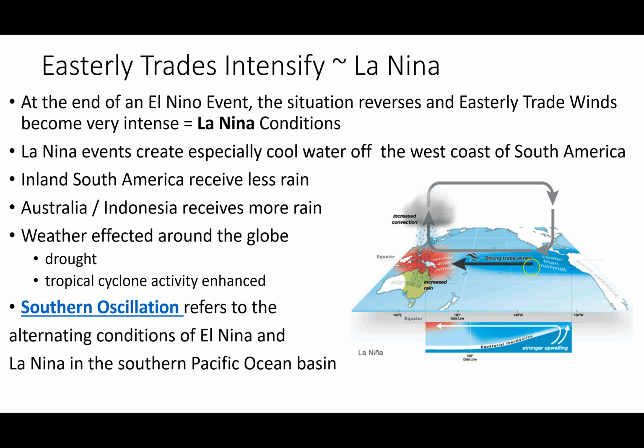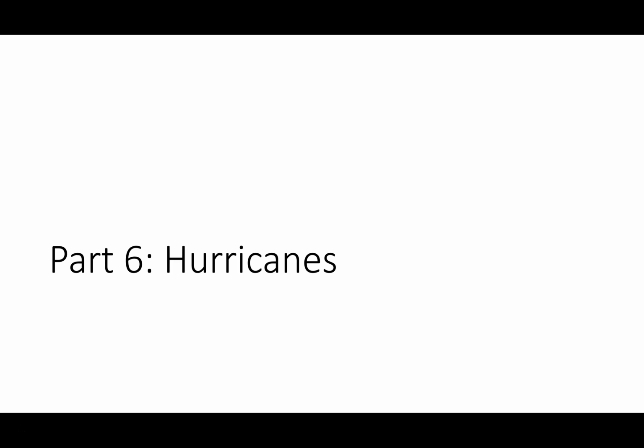So here you can kind of see these easterly trade winds, too vigorous, basically. We have too much upwelling. It's cool here and kind of dry, and then these over here, Indonesia and Australia, get all the moisture.